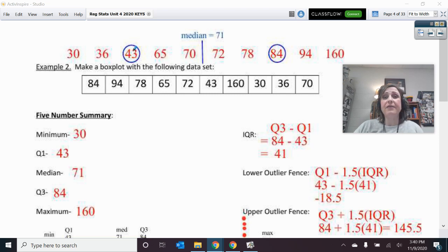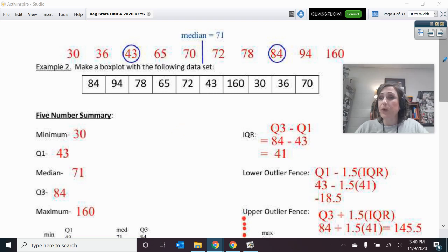Take these bottom 5 and find the median of the bottom 5, and the middle of the bottom 5 was 43. That is your Q1. The median of that top half is 84.